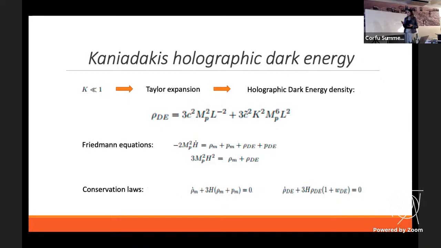Okay, if K is very small, smaller than 1, we can use the Taylor expansion of the previous equation. In this way, we obtain the holographic dark energy density from this equation. C and C delta are constant parameters of the model, M_P is the Planck mass, and L is the length of our horizon. The equations of motion of our system are the two Friedmann equations, and of course we don't forget the conservation laws for matter density and dark energy density.